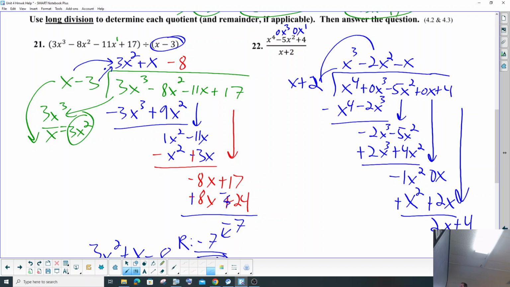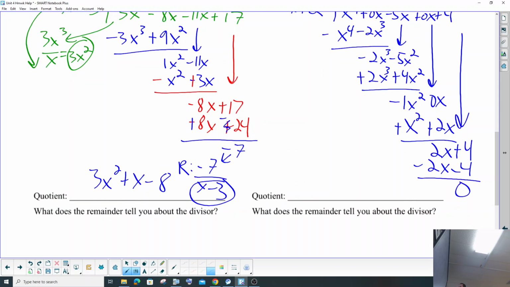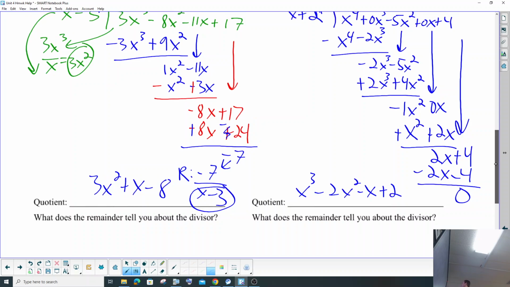Good. How does x become a 2x? We times it with a 2. X times 2 is 2x. And 2 times 2 is 4. We did it. Change the signs, we get a 0. So our answer is x cubed minus 2x squared minus x plus 2. Let me double check that.